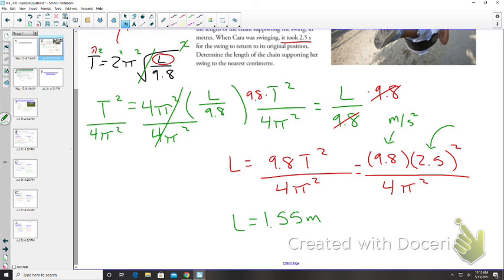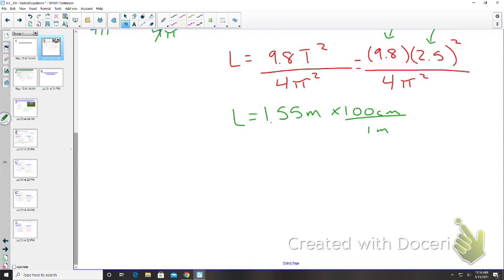We want to provide our answer in centimeters. There are 100 centimeters in a meter. So we will get a length equal to 155 centimeters.